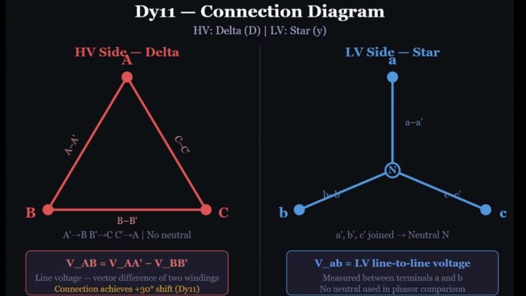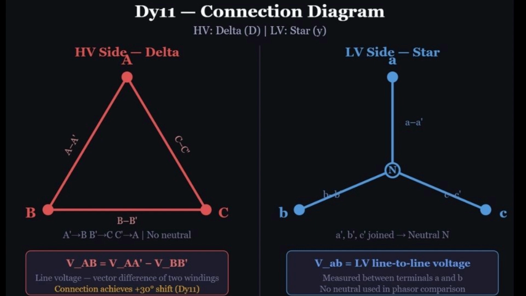The connection rule is A', which is the finish of the first winding, goes to B, the start of the next winding. Then B' goes to C, and C' goes to A. This forms a closed loop with no neutral on the high voltage side.